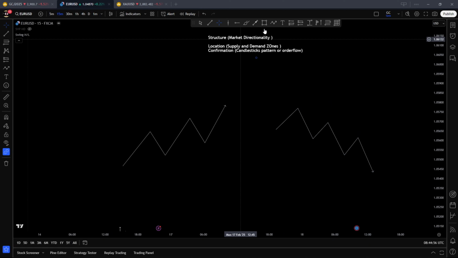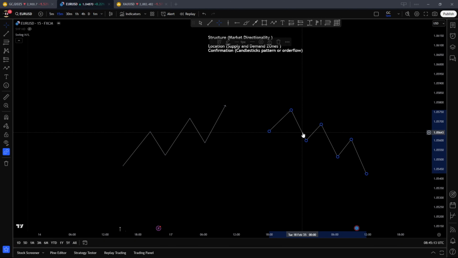Inducement and liquidity is part of structure. It's complex moves within market structure that induce traders to take early trades, and then later the market reverses back to their stop losses before it moves in their direction. Without wasting much time, let's look at an overview of what we covered in the previous video.